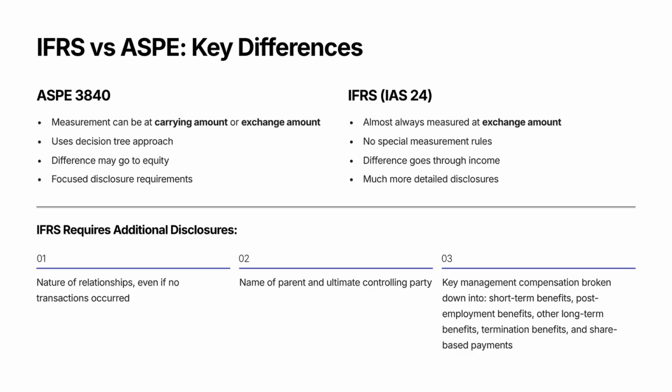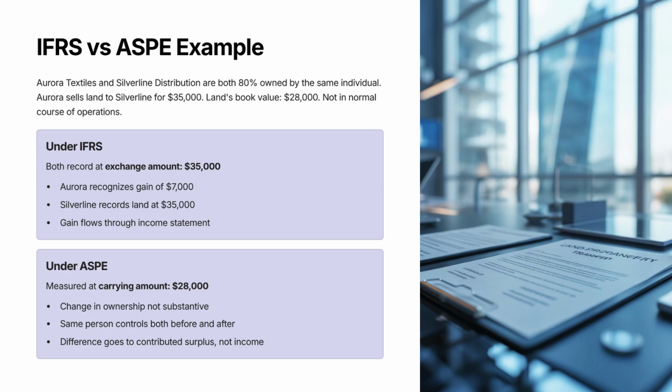IAS 24 requires disclosure of the nature of the relationships, even if no transactions occurred, the name of the parent and ultimate controlling party, and key management compensation broken down into short-term benefits, post-employment benefits, other long-term benefits, termination benefits, and share-based payments. Now let's see an example of the differences between IFRS and ASPE.